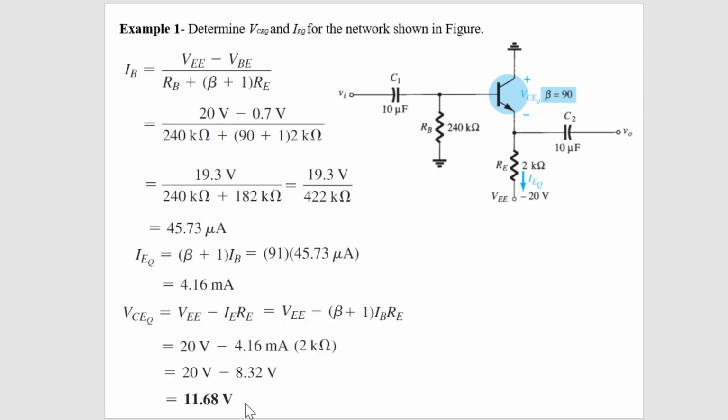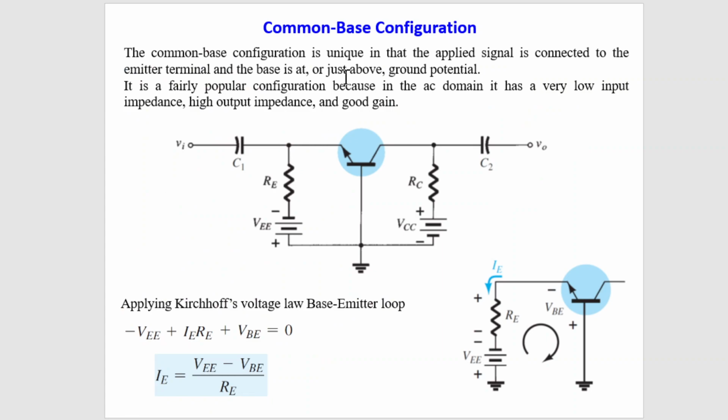Basically here, if you see, this is the output, this was the emitter, and this was the input. So here, collector-emitter is the output, so that output we have determined. Okay, so let us try to see another transistor biasing configuration technique, which is called the common base configuration.